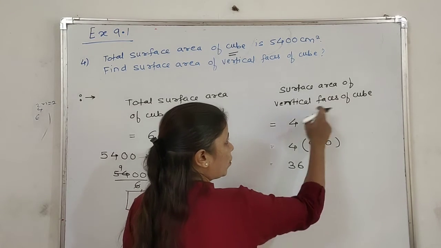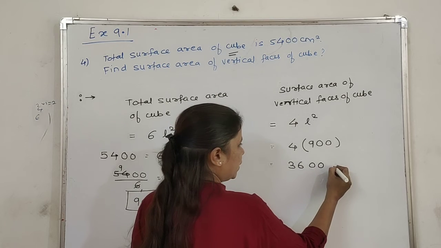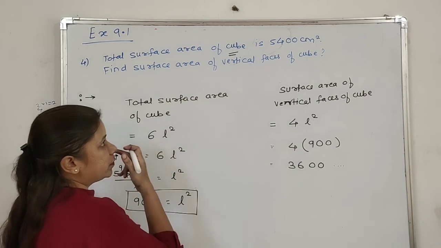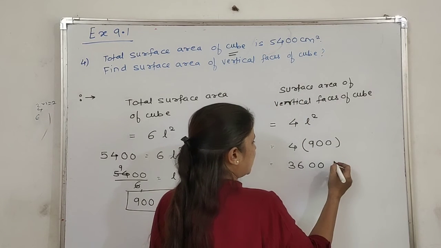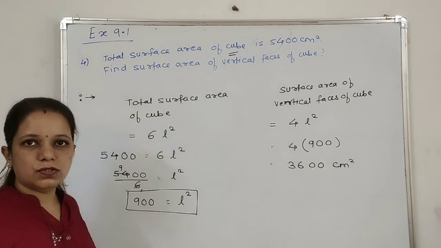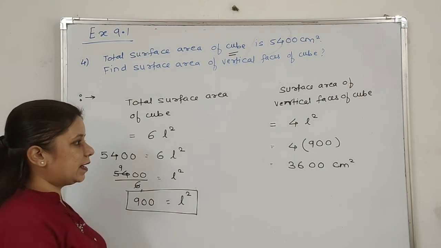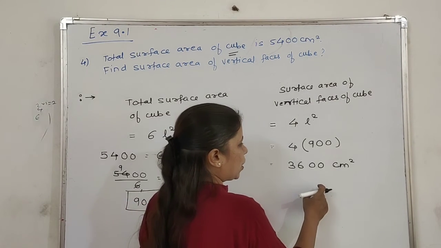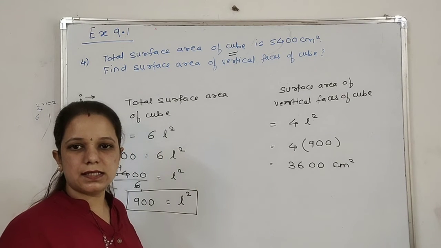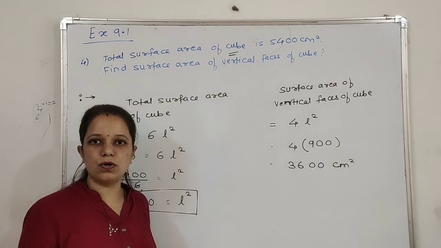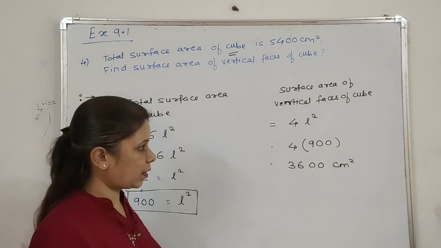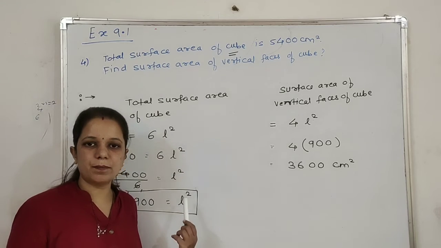So surface area of vertical faces of cube is given as 3600. Now we will see the unit area. It is expressed as centimeter square. So here we will write it as surface area of vertical faces of cube is 3600 centimeter square. Okay? Please note it down. Very simple problem.